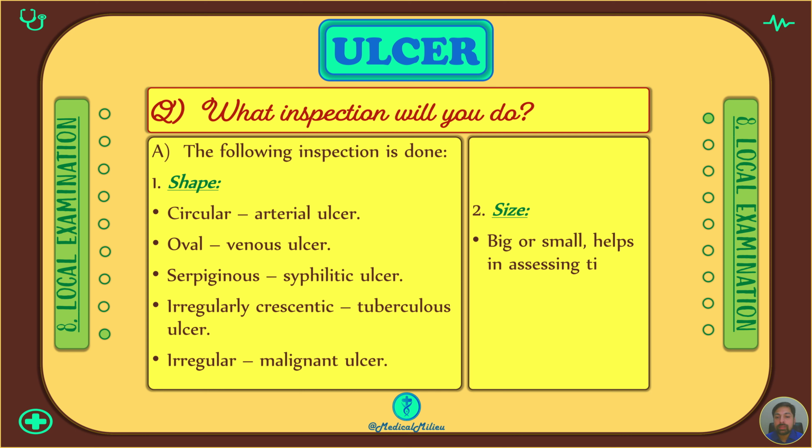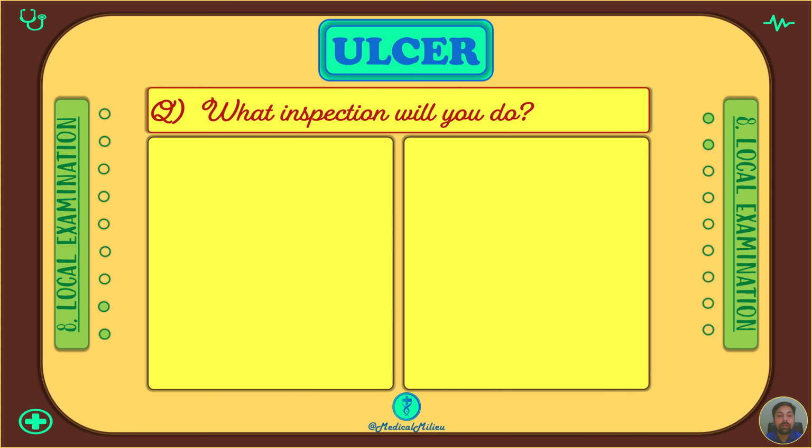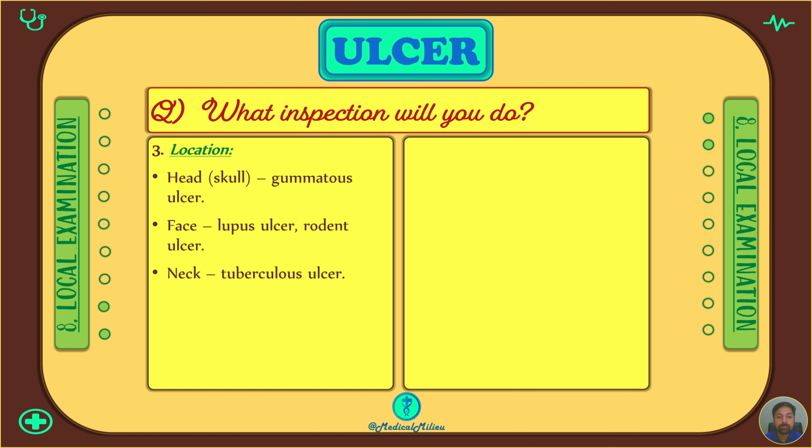The size of an ulcer might be small or big. It helps in assessing the time required to heal an ulcer. The location of an ulcer can help towards diagnosis. Over the head, on the skull, gummatous ulcers are common. Over the face, lupus ulcers or rodent ulcers are common. Over the neck, tuberculous ulcers are seen.